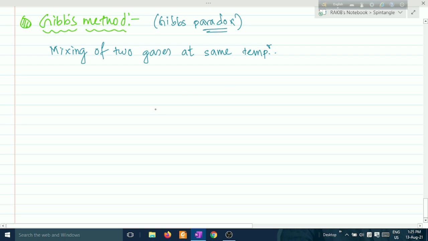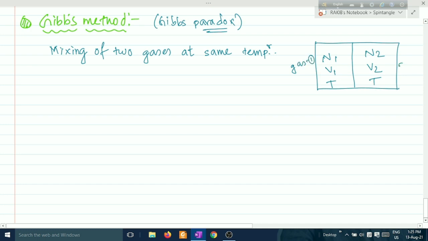Okay, say in this box, I am taking a box. Say this is a box, and this is a partition. Here the number of particles is n1, volume is v1, and at the same temperature, therefore I am taking the temperature as T. Okay, and on this side the number of particles is n2, volume is v2, and the temperature is the same. Say this is gas 1 and this is gas 2.